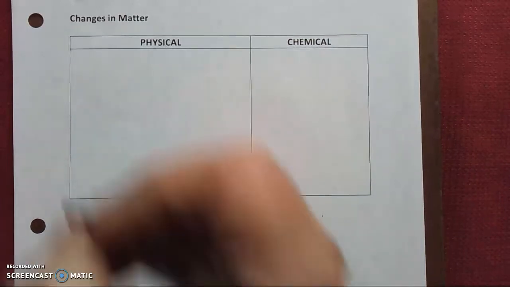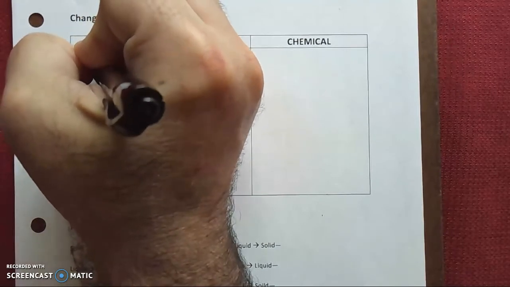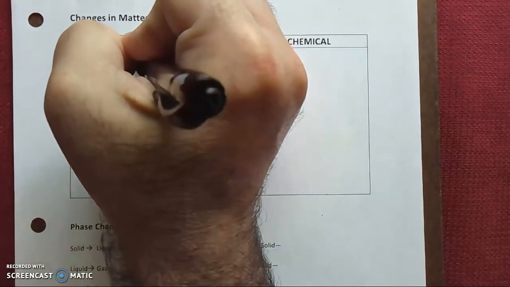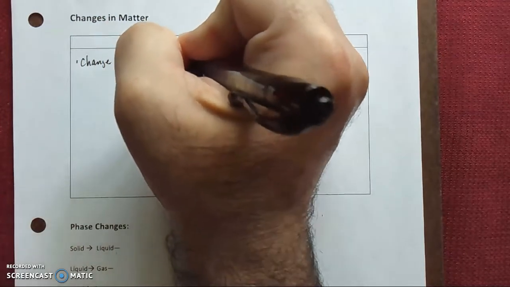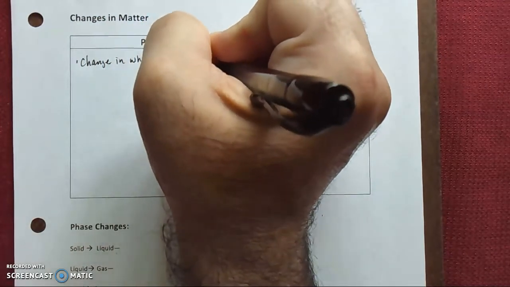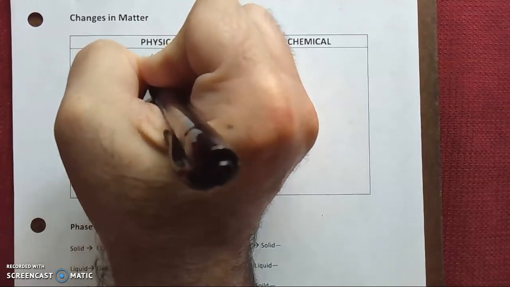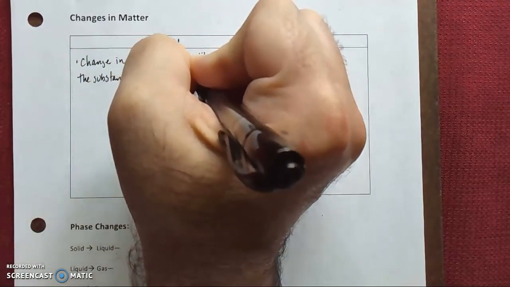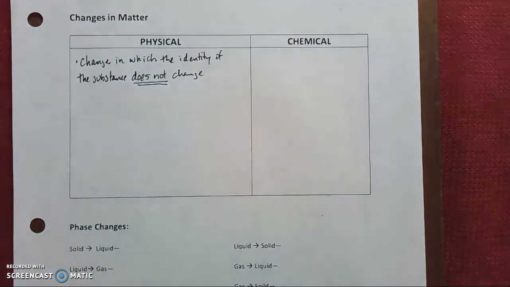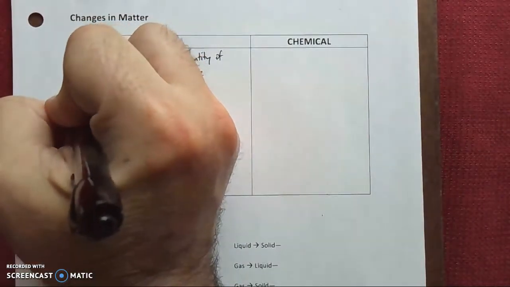So a physical change is a change in which the identity of the substance does not change. Underline does not. So if something occurs to change the appearance of something, but it doesn't change what that substance is, it would be physical.